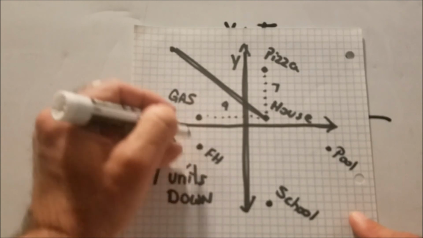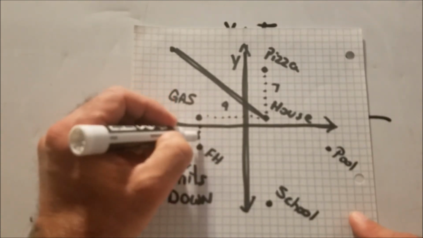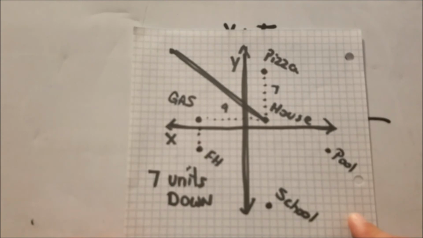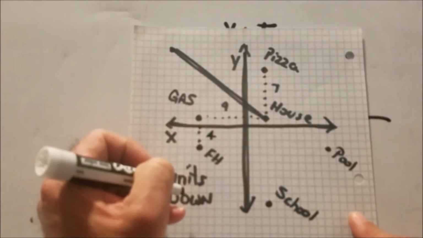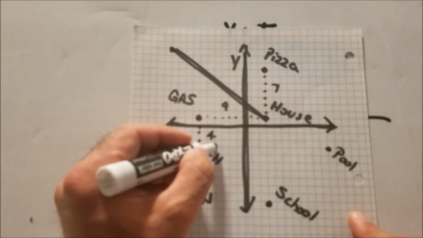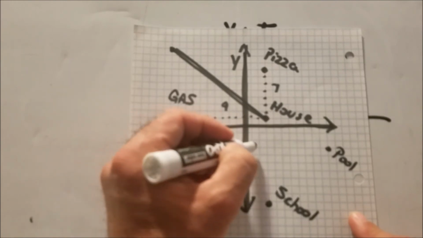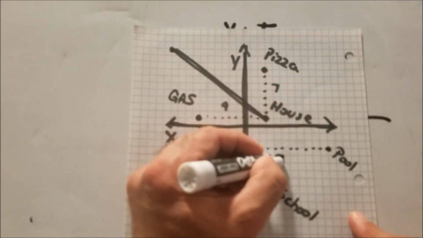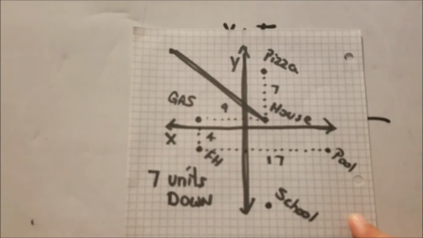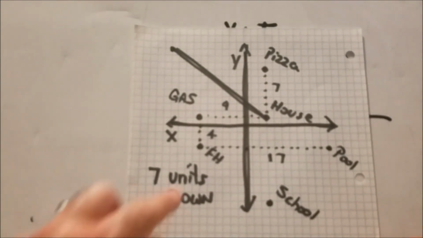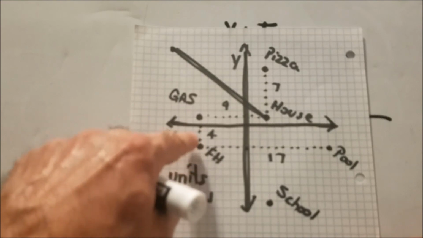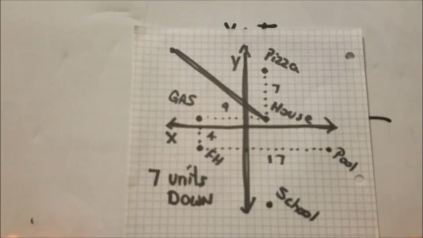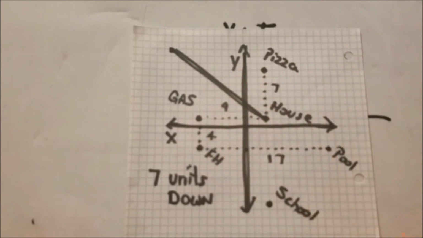Well, from the gas station to your friend's house, we have 1, 2, 3, 4. So far we have 4. And then from your friend's house to the pool, we have 1, 2, 3, 4, 5, 6, right on that line. 7, 8, 9, 10, 11, 12, 13, 14, 15, 16, 17. So what is the total distance? 21, right? 17 plus 4 is 21. Now these could be miles, right? Could be 4 miles, could be yards. We don't know what they are. We're only calling them units because we're using the grid.